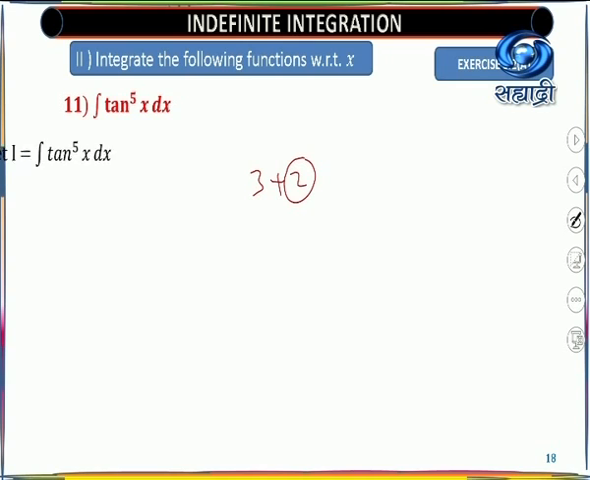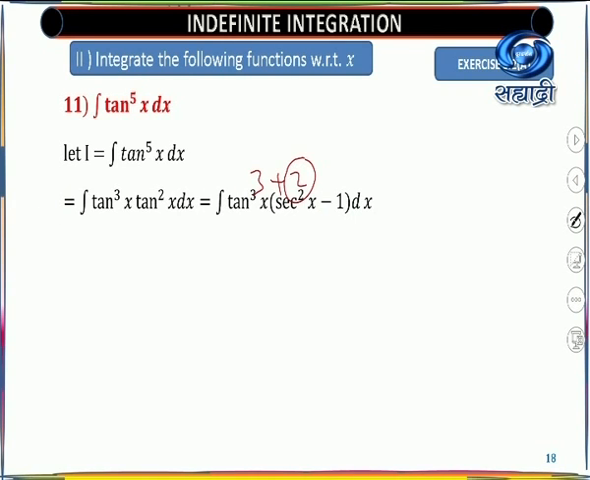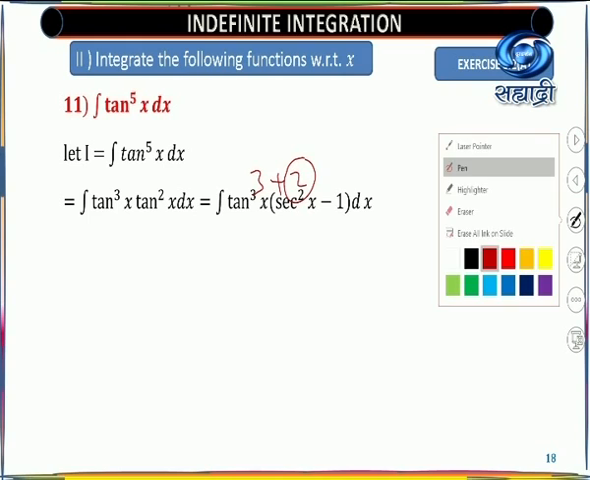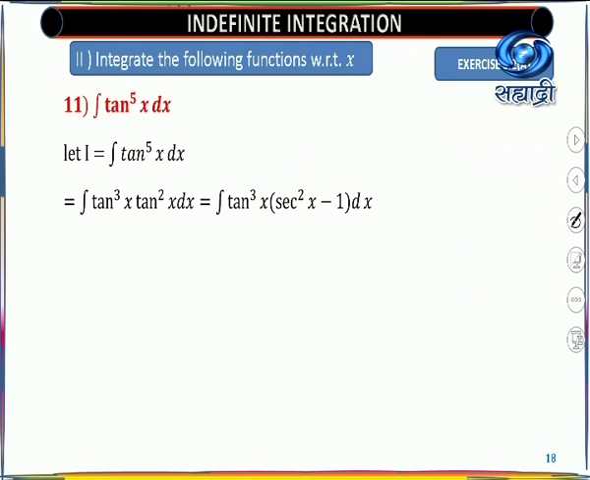So we will start with that. Look here. This is your integration tan raised to 5x dx. Now what will be the next? Whatever I have discussed here, you have to split the power. That is tan cube x tan square x dx. Now this tan square x you are able to write as sec square x minus 1. So tan cube x as it is, sec square x minus 1 dx.